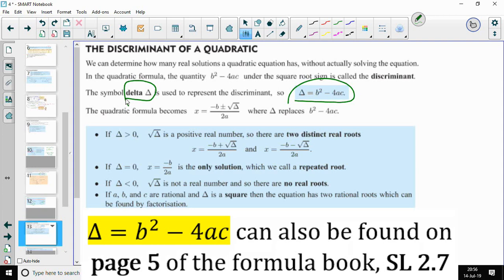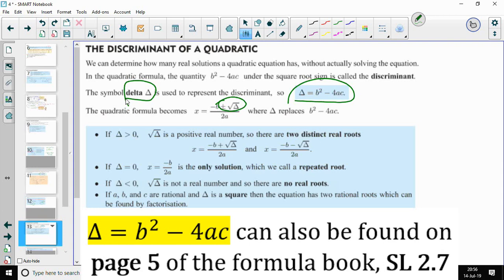And what do we need to know? Well, obviously, if that thing underneath the square root is a positive number, then we're going to get 2 different, distinct solutions from our quadratic equation. One where it's plus the square root of that number, and one where it's minus. We saw this on the previous slide.